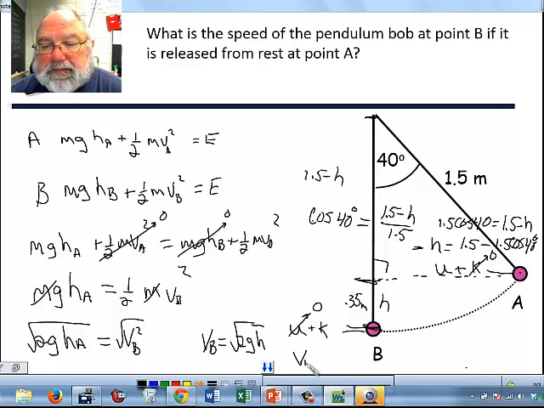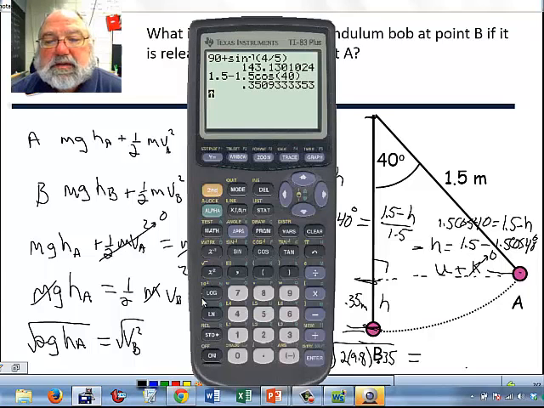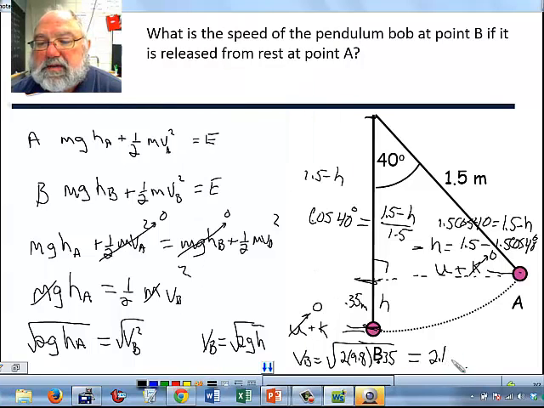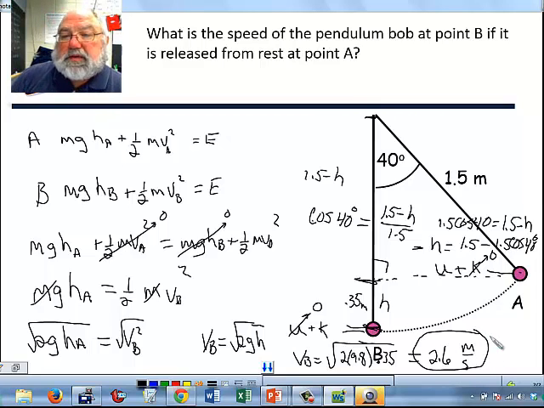So v_B is equal to the square root of 2 times g, which is 9.8, times 0.35 meters. Let's see how fast it's going. Square root of 2 times 9.8 times 0.35. Enter. It is going a whopping 2.6 meters per second. This works for any situation where you have an object that is exchanging its potential energy because of its height for its kinetic energy as it moves down the hill.